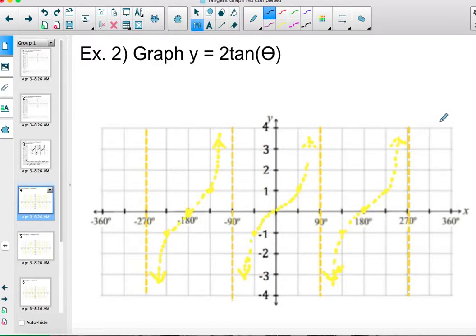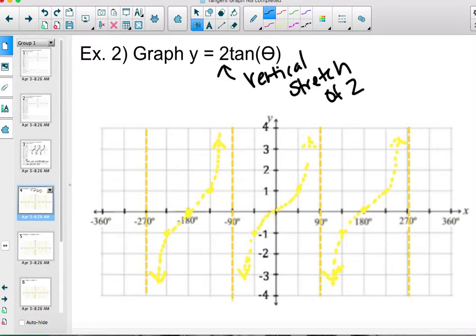Okay, now that you have your tangent parent graph sketched out, we need to pay attention to our transformations. So just like before, we know that this multiplying by 2 out front is a vertical stretch of 2. So we're going to take those parent points that we know about. So 0 times 2 is 0. 1 times 2 is 2. And negative 1 times 2 is negative 2.